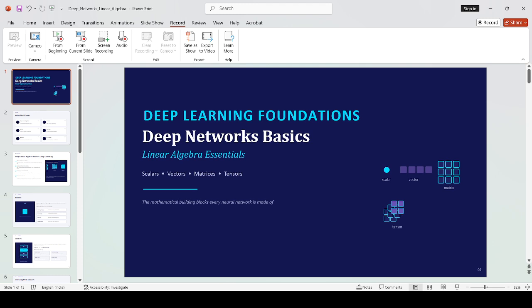The first foundation of deep learning depends on linear algebra, which forms the mathematical foundation of deep learning. Every neural network, regardless of its complexity, is built using four basic mathematical objects, which include scalars, vectors, matrices, and tensors. In this session, we will understand these concepts and see how they are used in deep neural networks.